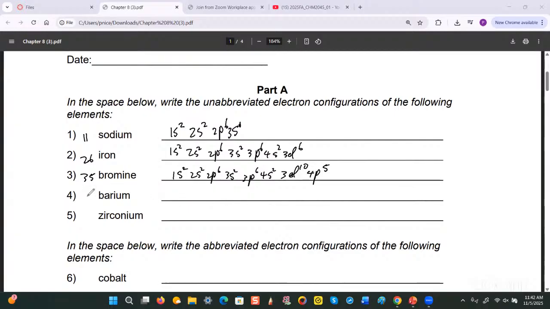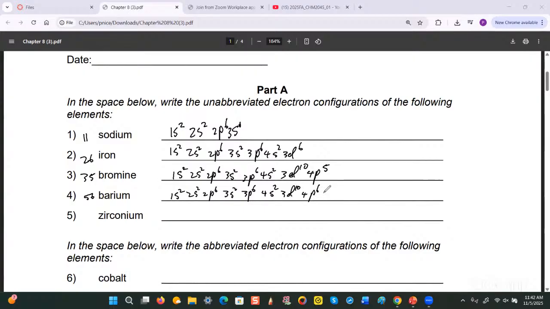Again, I'm going to need your help. What's the atomic number of barium? 56. And again, I'm going to need your help beyond 3d10. So 1s2, 2s2, 2p6, 3s2, 3p6, 4s2, 3d10, and then 4p6. That will be 36 so far.